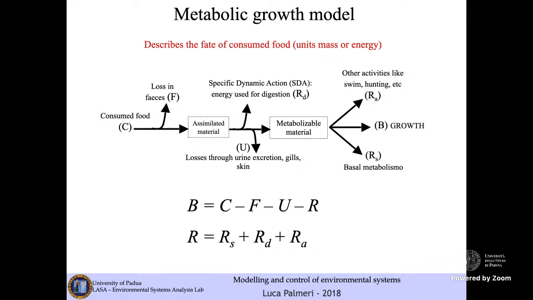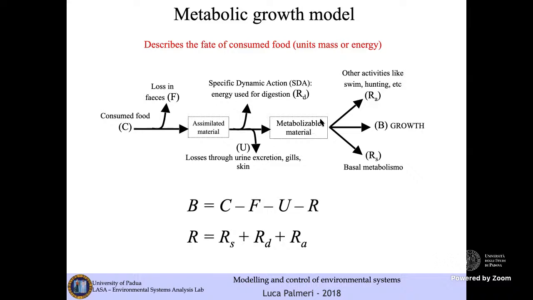This time we try to describe the fate of a consumed food. We may use units of mass or energy, and we may start by saying that the consumed food goes partially lost into feces. What is not lost is assimilated material. Of the assimilated material, some of the energy is employed for specific dynamic action, or some of this energy is employed for the activity of digestion. So we have to subtract these two quotas of the energy from the assimilated material. Some is lost through the urine or excretion from gills and skin.